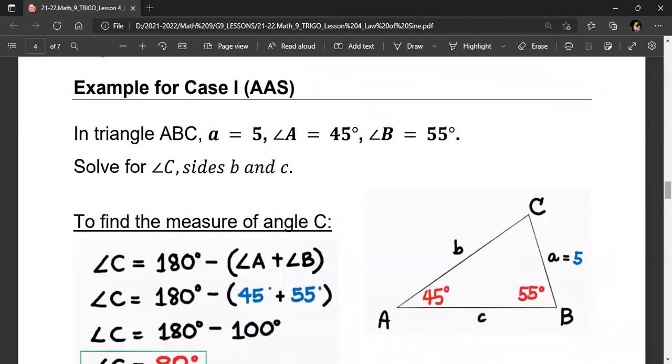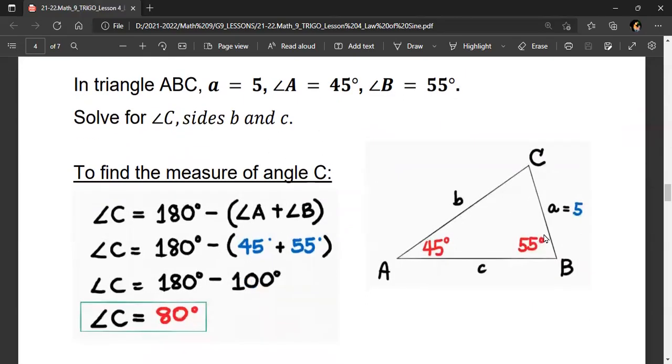For an example of case number one, where AAS is given in a triangle ABC, side A is equal to 5, angle A is equal to 45 degrees, and angle B is equal to 55 degrees. Now, we have here two angles and one side. There are still other unknown measurements of the triangle. Our goal here is to find the missing measurements of the triangle, such as angle C, sides B and C, to complete the whole triangle.